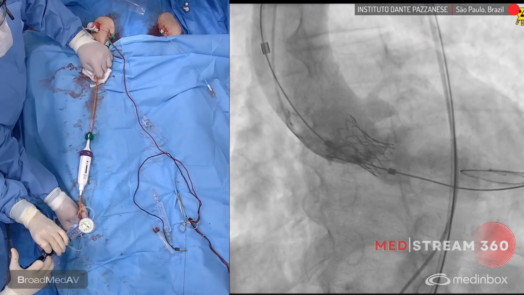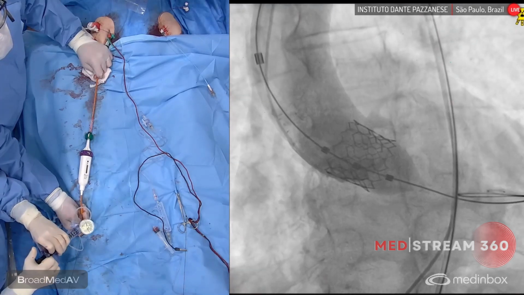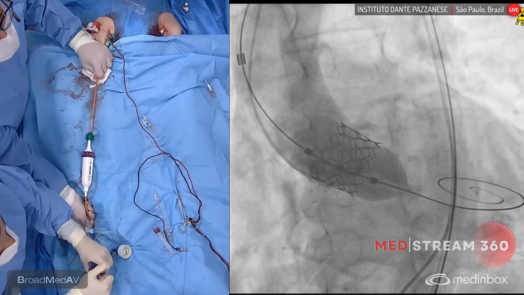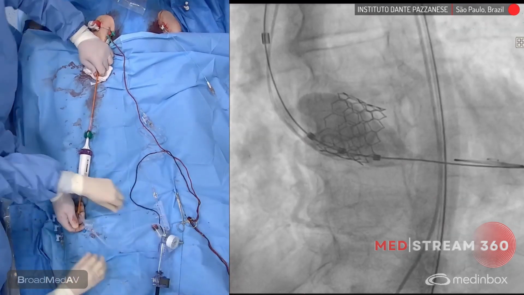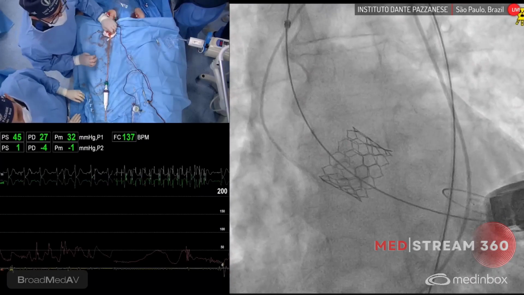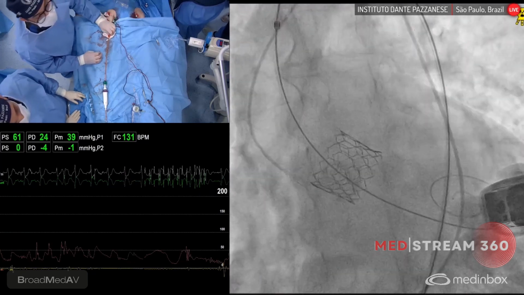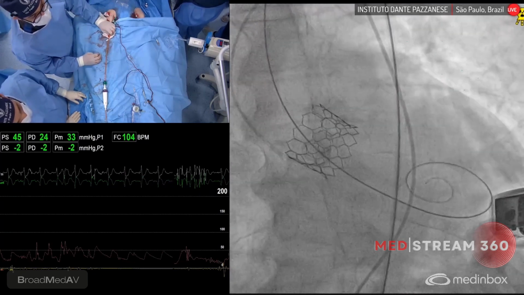Let's see. Okay. Go, go. 1, 2, 3, 4, 5. Pacemaker off, please. Okay. Let's take a, okay, great, it's recovering.